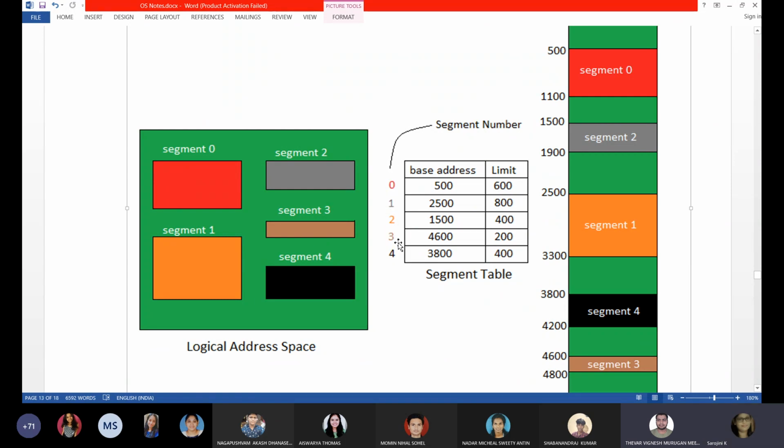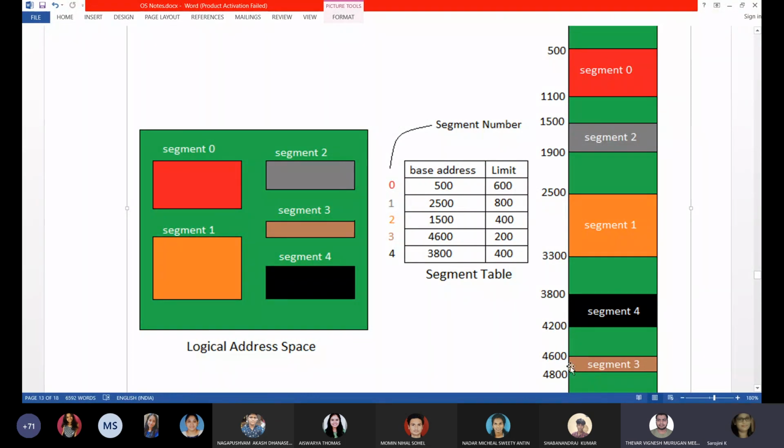So the MMU will search this. It will find this. 3 is a segment number. And segment number 3 should be stored where? At base address 4600. So at base address 4600 it will load segment 3.